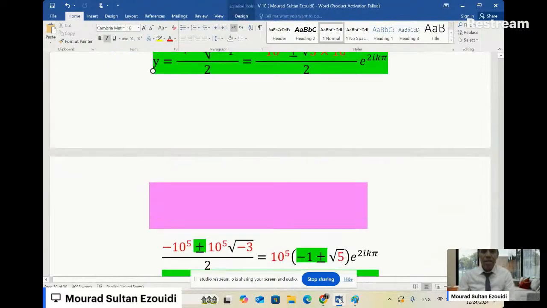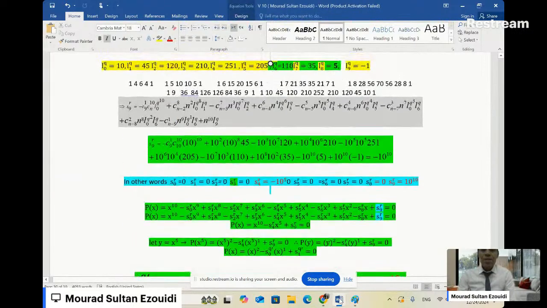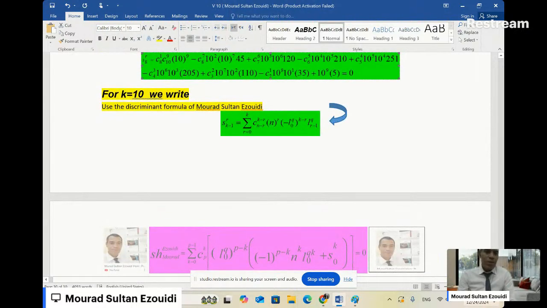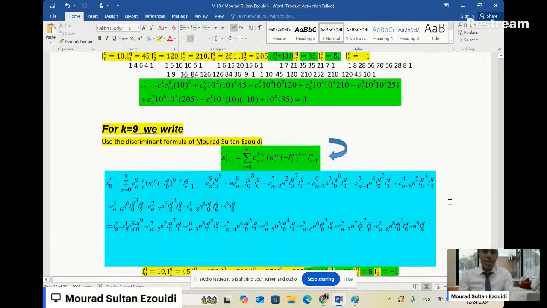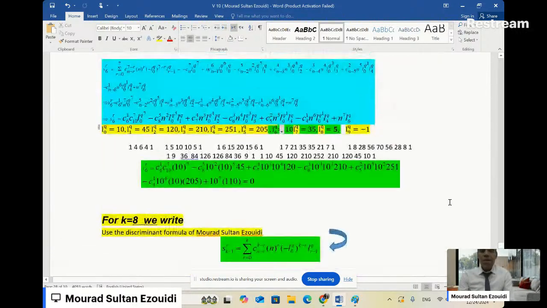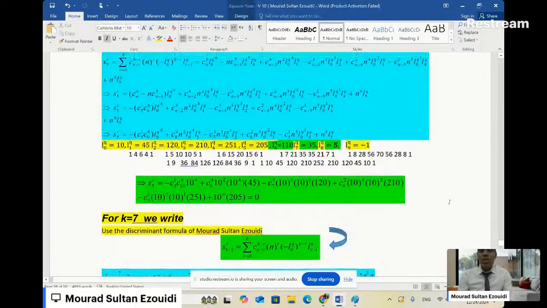Okay, here this is the polynomial to the power 10. It comes here. This is regarding the theorem of Mourad Sultan Ezouidi.